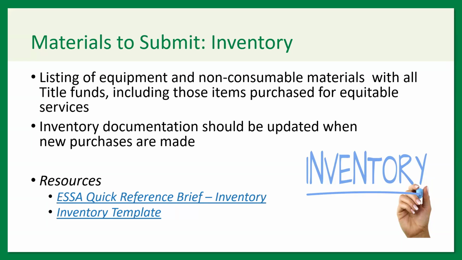This list should include equipment and non-consumable materials, including those items purchased for private schools. Consumable materials do not need to be included on this list. Districts are welcome to use the ODE inventory template, which can be found on the ESEA monitoring webpage, or to submit an existing inventory document already in use by the district, as long as it includes all the categories outlined in the quick reference brief linked on this slide.